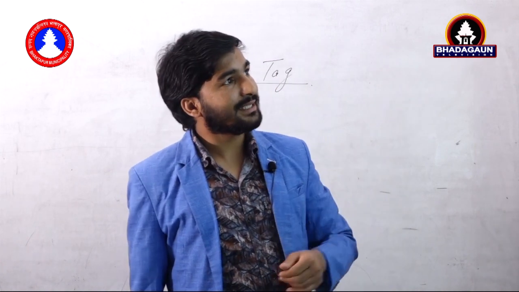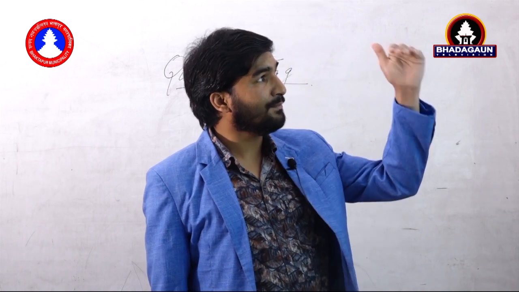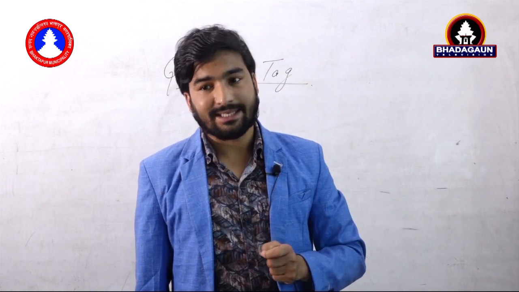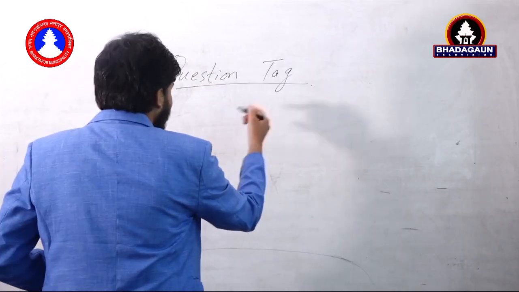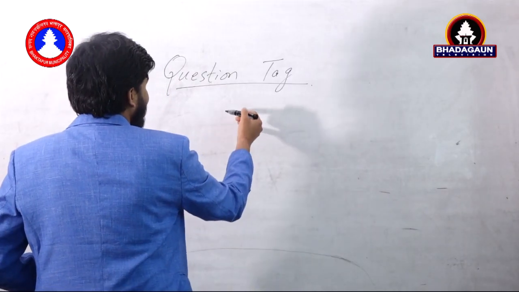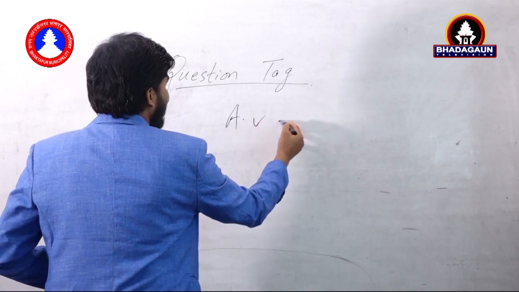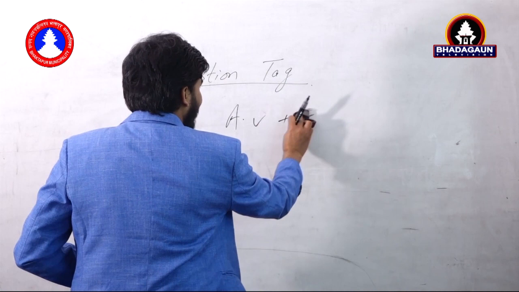So let's see these auxiliary verbs: be verb, do verb, have verb, and modal auxiliary verb. If these words are present in the assertive sentence, you have to use the same auxiliary verb to add the tag. So besides the auxiliary verb, we need the pronoun. As you know, our tag is the combination of auxiliary verb and pronoun. As we have already discussed, a tag question is the combination of, first of all, the auxiliary verb, then the pronoun, right?